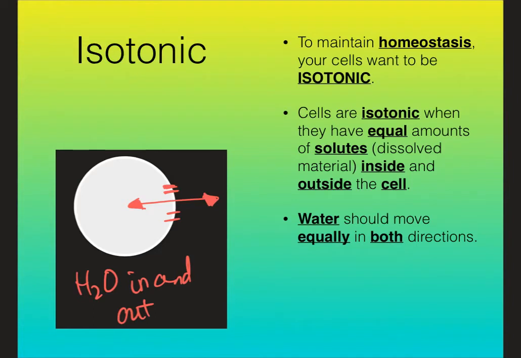Now we're going to look at the cell in three different states. When a cell is considered isotonic, this means that they have equal amounts of those solids, those dissolved particles that we've been looking at, inside and outside the cell. This is when it's in that healthy, stable environment. For the word isotonic, we're going to write the word stable. When a cell is stable, it's considered to be isotonic. Things will be moving in and out of the cell constantly, just to make sure that they're maintaining that constant state of equilibrium.